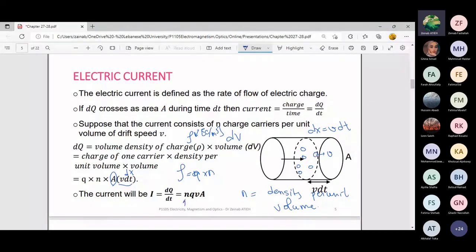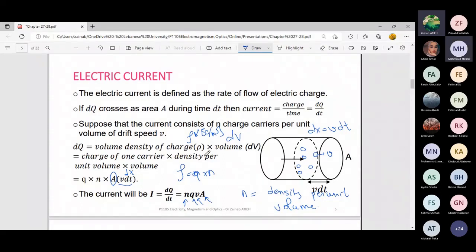I will repeat again. N is the density per unit volume, meaning how many carriers I have in 1 meter cube. So the number of carriers in 1 meter cube. The Q is the charge of one carrier. The V is the speed of the carriers. The A is the area of my wire. So these are the 4 parameters. You can see that the current I depends on the speed of the carriers, the density of the carriers, and the area of the wire.